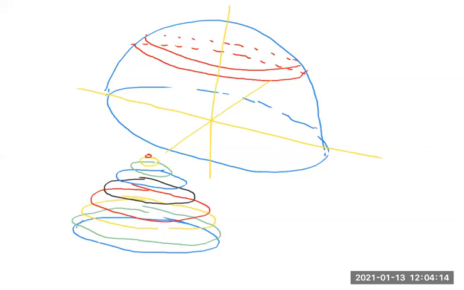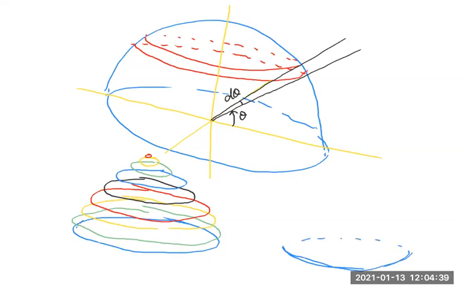So how do I locate this ring? That's actually very easy. Say that this angle is theta and therefore this angle is theta. Let me try to make a normal two-dimensional diagram. Actually, three-dimensional, but normal.